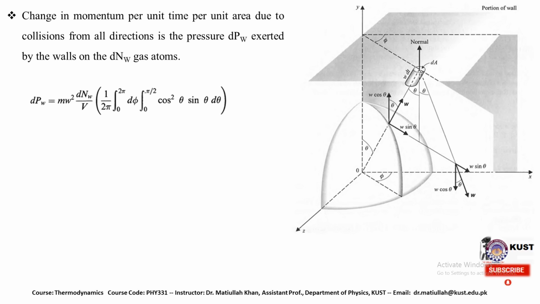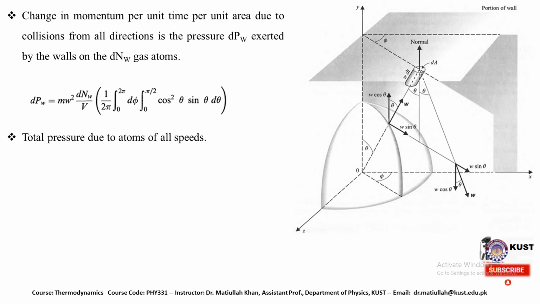that is dp_w equal to m w squared dn_w divided by V, times the whole value, which is 1 over 2 pi, integral 0 to pi d phi, and again integral 0 to pi over 2 of cos squared theta sin squared theta d theta. So that is the value of the change in momentum.